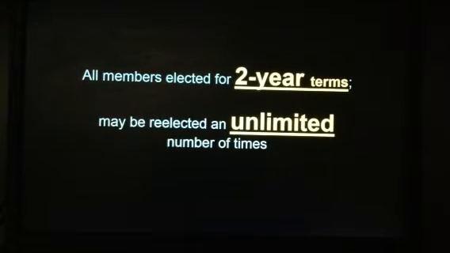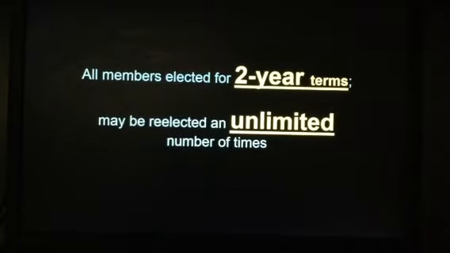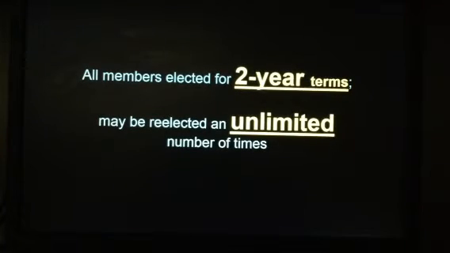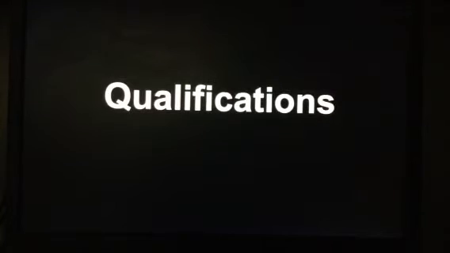All members in the General Assembly have a 2-year term. That's different than our Congress, where House members have a 2-year term, but senators in our Congress have a 6-year term. In our General Assembly, both House members and senators have 2-year terms. So that's one difference. There are no term limits in our General Assembly.